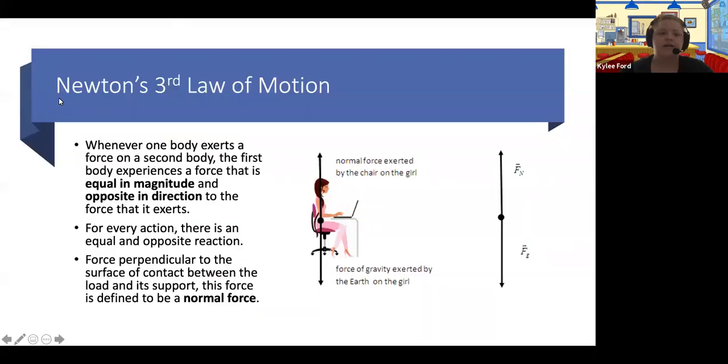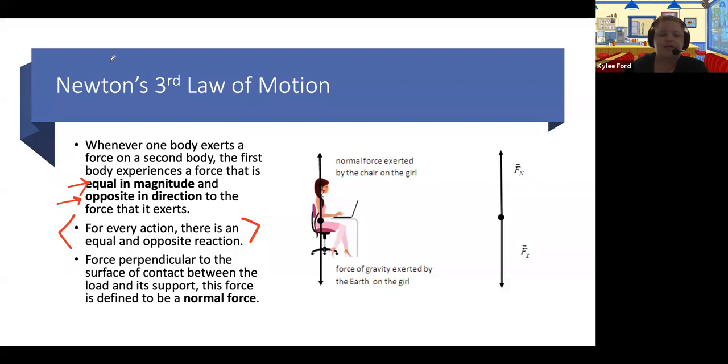Okay, welcome back. We are going to be looking at Newton's third law of motion. The basic idea here is that for every action, there is an equal and opposite reaction. And what do I mean here? That just means that for every action, there is going to be some other force that is equal in magnitude and opposite in direction to that first force.